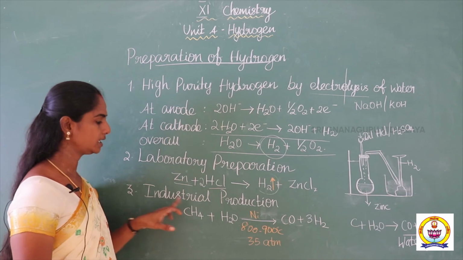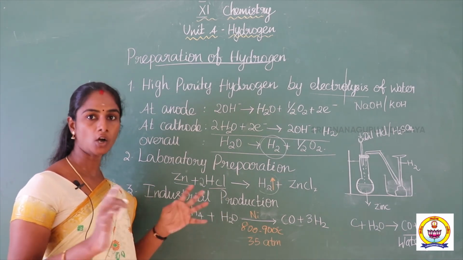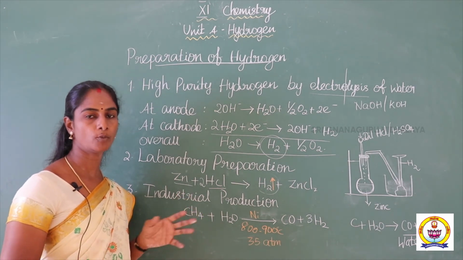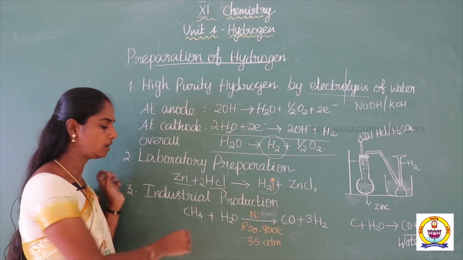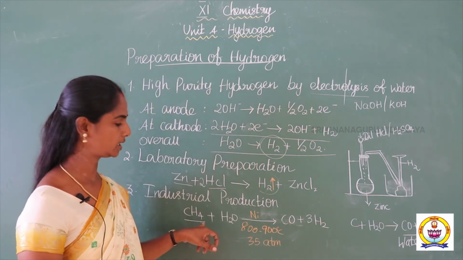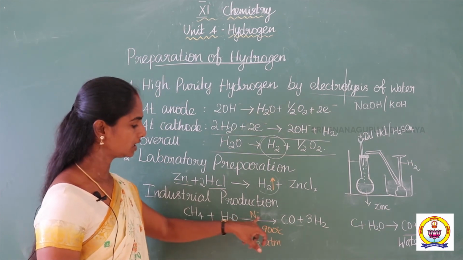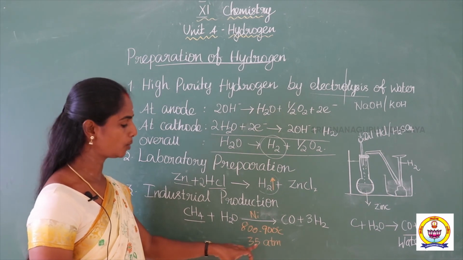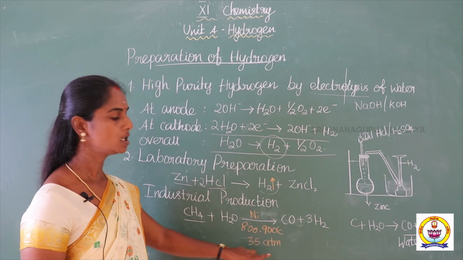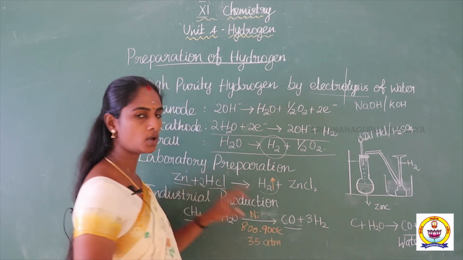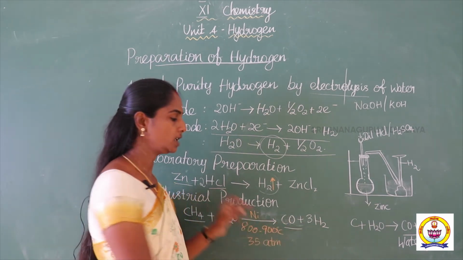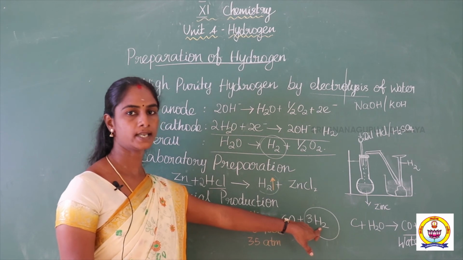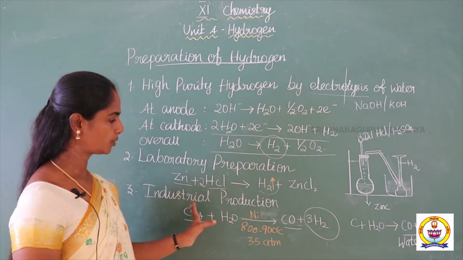Next, industrial scale production. In industrial scale production, a large amount of hydrogen gas is needed, for example for filling balloons. For such large scale production, they use hydrocarbons. A stream of hydrocarbon is passed with a stream of water, using nickel as a catalyst, and heating that mixture at 800 to 900 degrees Celsius at 35 atmospheres of pressure. In this process, carbon monoxide gas is evolved along with hydrogen gas. When methane is used as the hydrocarbon, we get 3 molecules of hydrogen gas. For large scale production, they use this way of producing hydrogen.